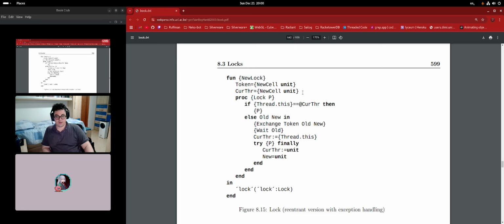We have the token current thread, unit, starting as cell of unit. Then we are returning the procedure lock.